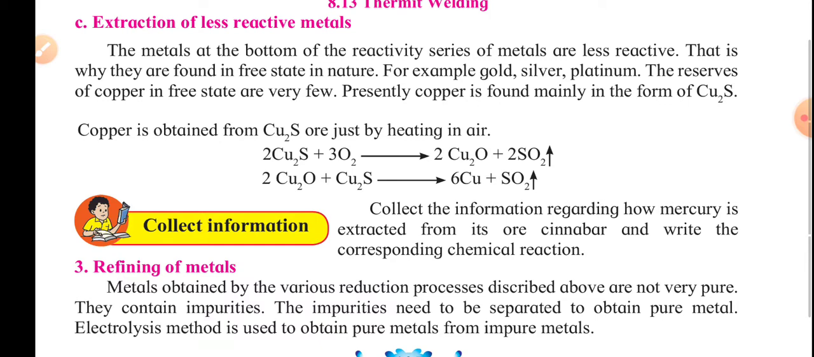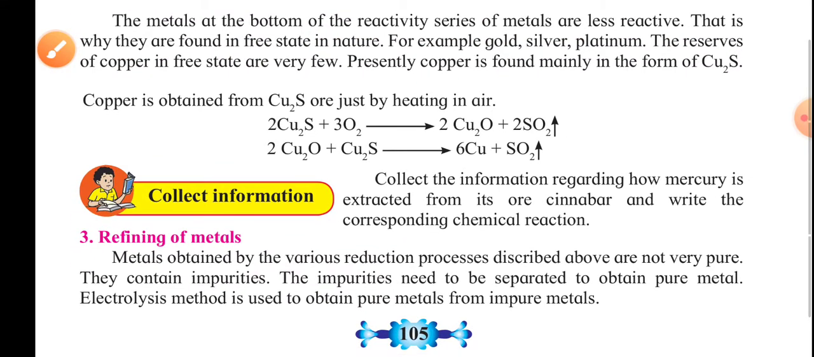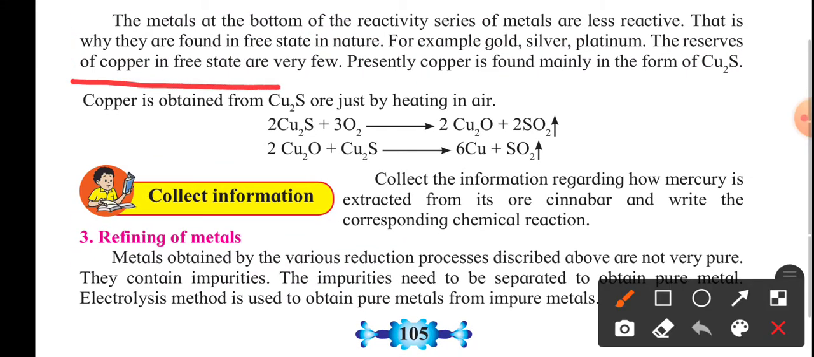In this, the metals at the bottom of the reactivity series are less reactive. That is why they are found in the free state in nature. For example, gold, silver, platinum. The reserves of copper in the free state are very few. Presently, copper is found mainly in the form of copper sulfide.